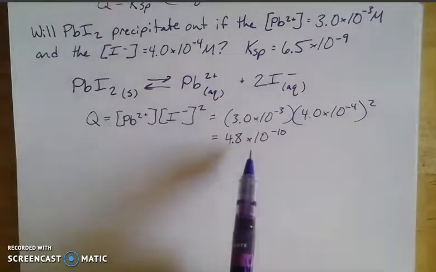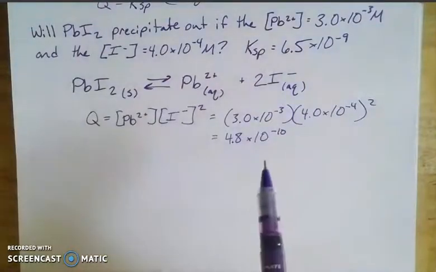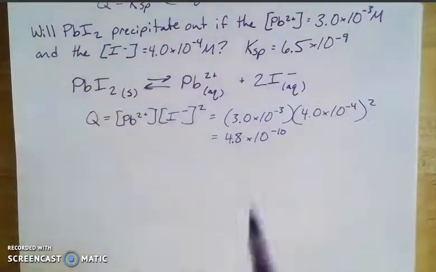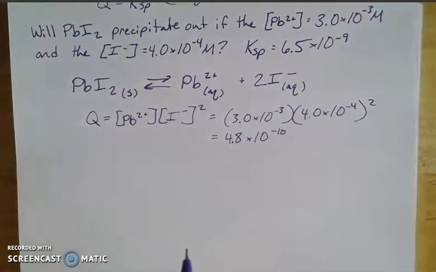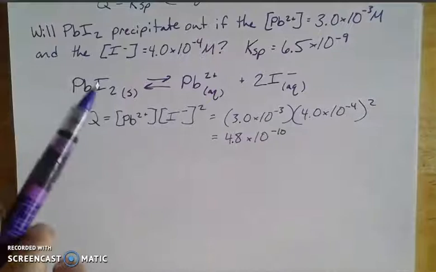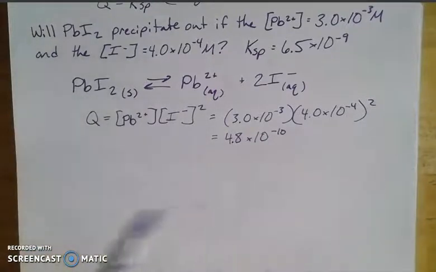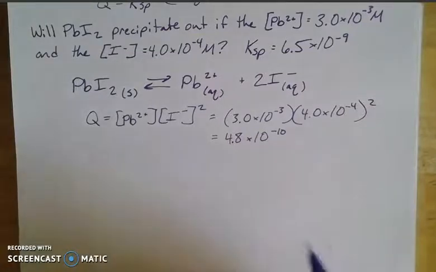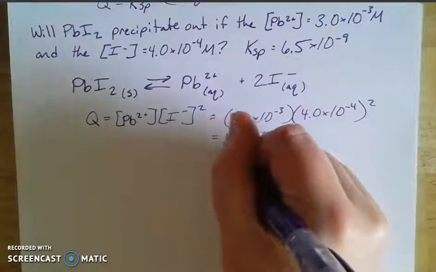So when I compare this number to my KSP, I say, well, this number is smaller than this one. So because this one is smaller, it means that we haven't quite reached our equilibrium yet. We're still going to have to move this forward reaction before we can actually get to equilibrium. So what this tells us then is that the reaction is going to move forward.